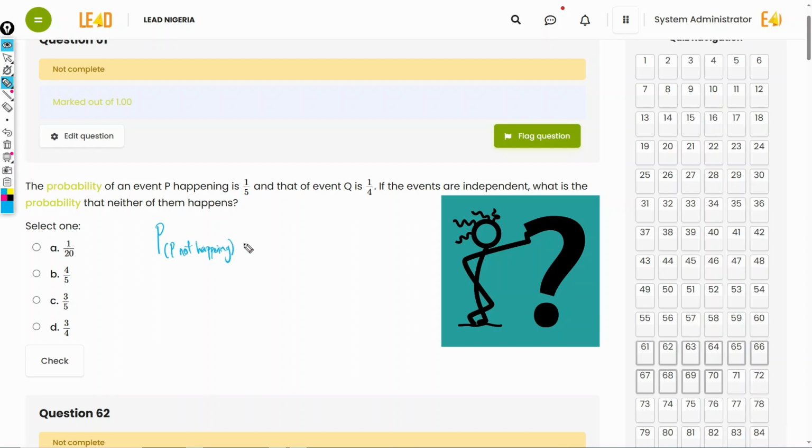So it's going to be the probability of P not happening, that's the negation of P, times the probability of what? Q not happening. So the probability of P not happening is 1 minus 1 out of 5, times the probability of Q not happening, which is 1 minus 1 out of 4. All right. So that will be 4 over 5 times 3 over 4, which gives us 3 out of 5. That's option C.